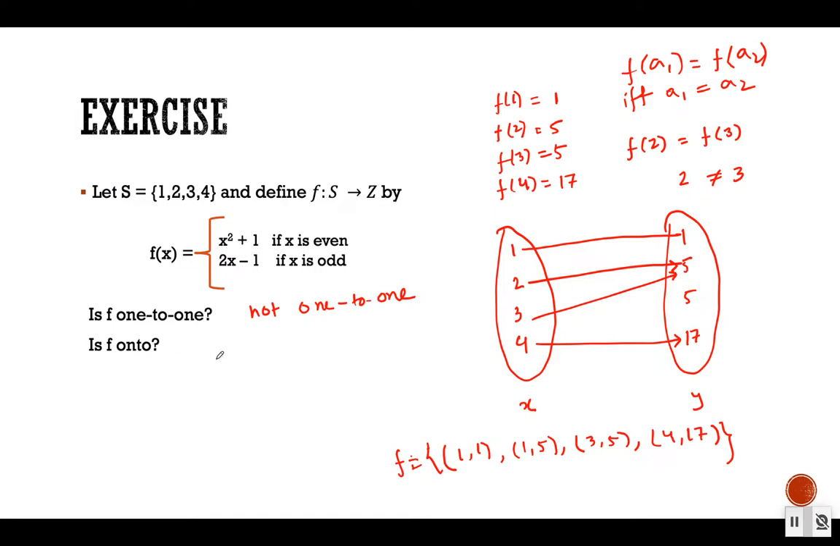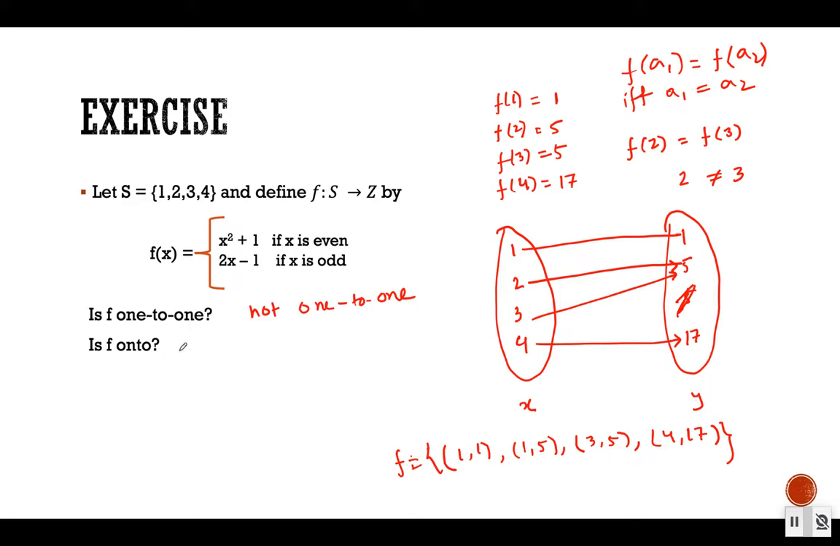Now, is the function onto? So this is a set. In the set Y we have 1, 5 and 17. In a set we are not going to repeat the value, so the set Y will look like 1, 5 and 17.